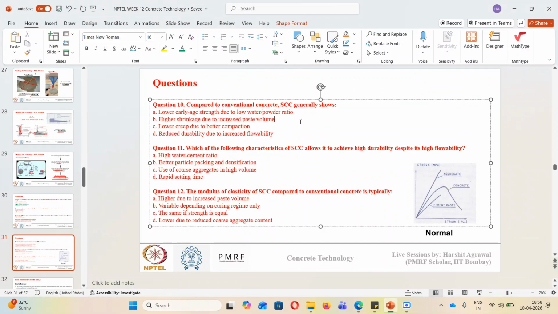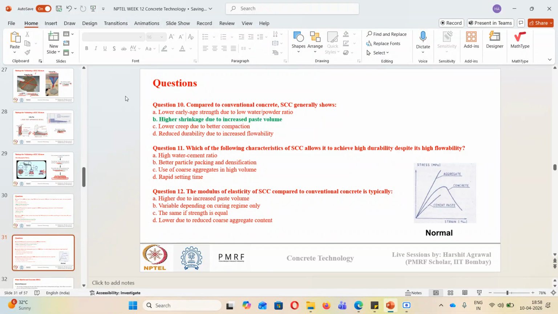Yes, the correct answer is B. Why? Because we have a higher content of paste in a self-compacting concrete. There is higher paste volume, there is higher water content, so there is higher chance of shrinkage issues in a self-compacting concrete compared to a conventional concrete.